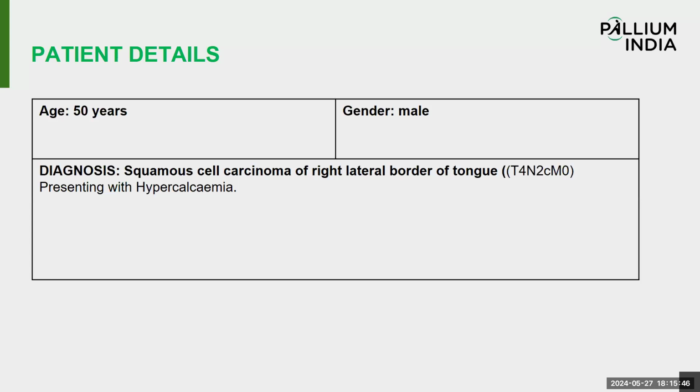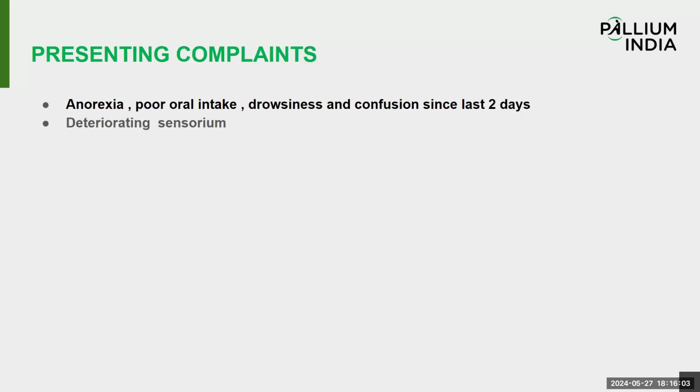Next slide. Here I'm presenting a case of a 50-year-old male who was diagnosed with squamous cell carcinoma of the right lateral border of the tongue with a stage of T4, N2C, and M0, presenting with hypercalcemia. Presently, the complaint of the patient is anorexia, poor oral intake, drowsiness, and confusion since the last 2 days, with deteriorating sensorium.